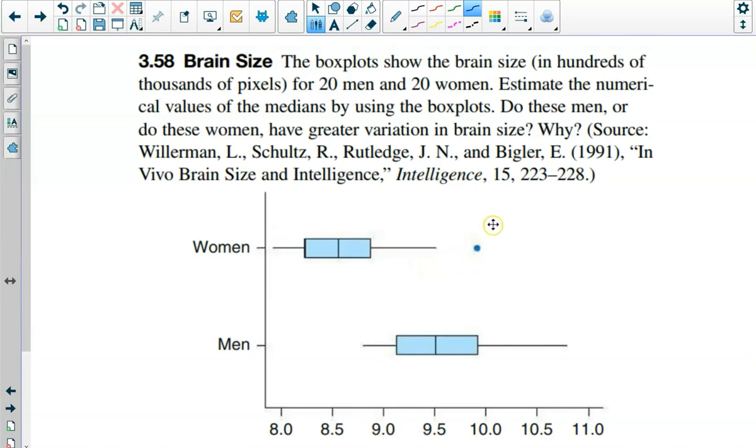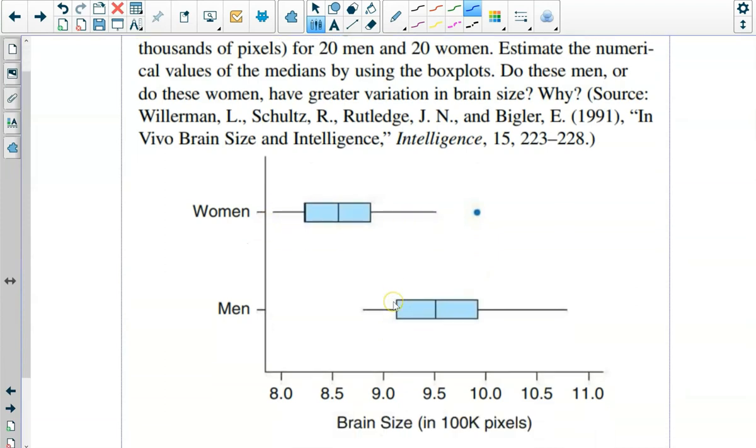And notice the women have a little outlier right there. Okay, so I would look at the range of these. Maybe you want to look at the interquartile ranges too, because this is the middle 50% of the data. If we want to go the full range for the women, the lowest is at 8. I'm not going to include the outlier. The highest is at 9.5. So that means the range for the women is 1.5.